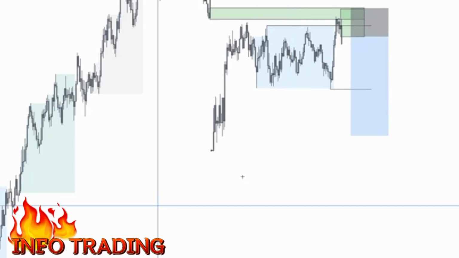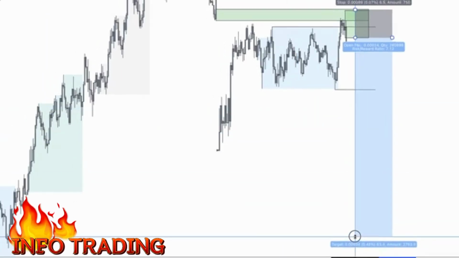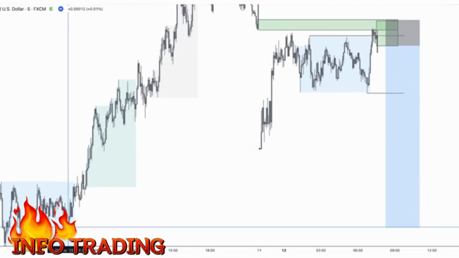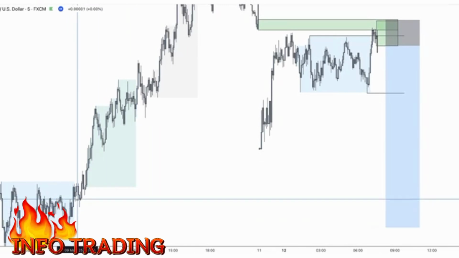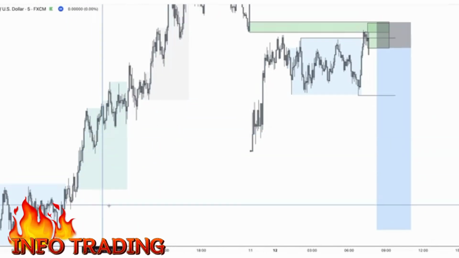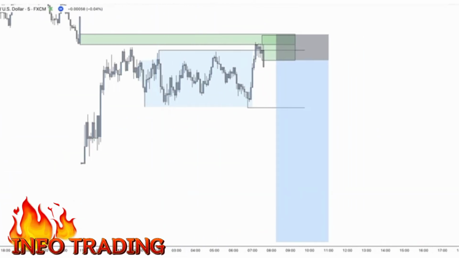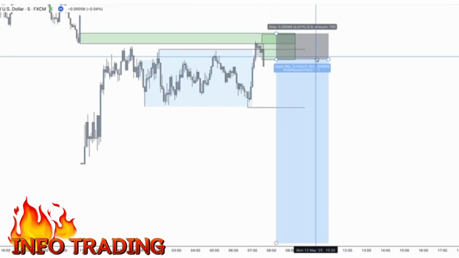We could look for imbalanced demand areas. There's one just here. It's going to be that zone just there. That's pretty much the next imbalance. As we can see, there isn't really much going through to that point. So that would be a decent target for us to look for on a trade like this.